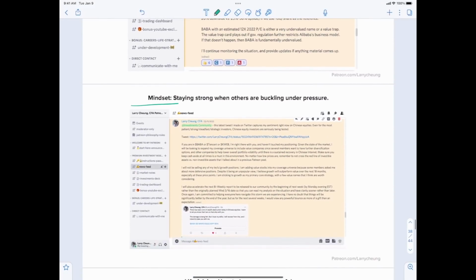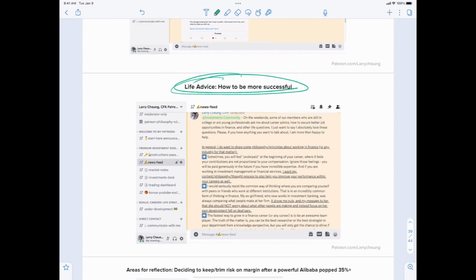We talked about mindset, staying strong when others were buckling under pressure, and also providing advice on how to be more successful in our careers so that we can hedge against market uncertainty.